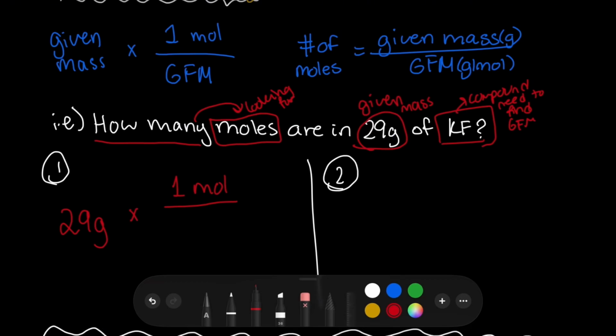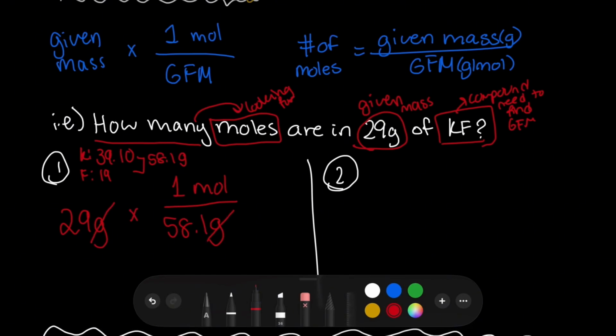So, we have 1 K, 1 potassium, and its average atomic mass is 39.10. And fluorine, there's only 1 fluorine, and it has an average atomic mass of 19. Now we have to add these together. When we add these together, we get 58.1 grams, and that's our GFM. Now what we notice is that we have grams here and grams here, meaning they can cancel each other out. So we can cross out the grams here and the grams here.